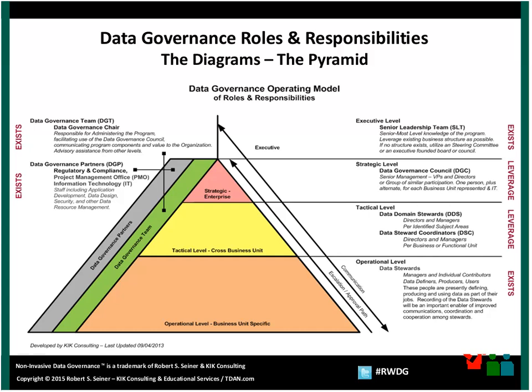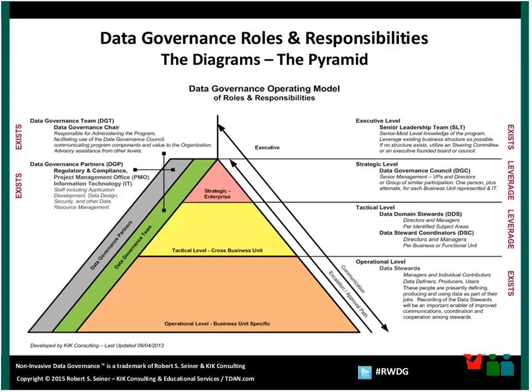If you look on the left-hand side, the supportive roles, the data governance team, the data governance chair, the data governance partners throughout the organization. A couple things that I want to share with you about this diagram. First of all, the amount of space in each of the different layers of the pyramid has a meaning here. In a lot of organizations, they try to push as much of the decision-making as they can down to the lowest part of the organization, down to the operational part of the organization.